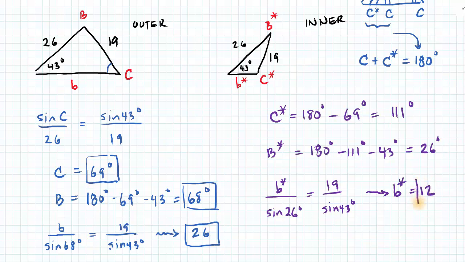So we now have the three unknowns for the outer triangle. Oops, these are the three pieces of information for the inner triangle. We do have the three pieces of information for the outer triangle. So we have an ambiguous case where the result is two triangles. These are the measurements for the inner triangle. These are the measurements for the outer triangle.